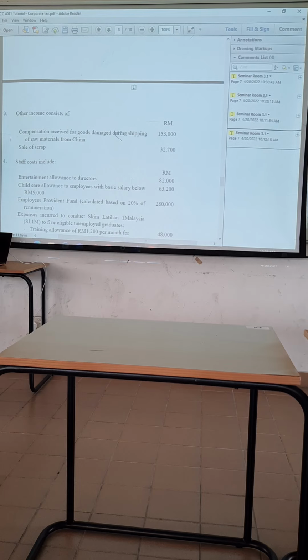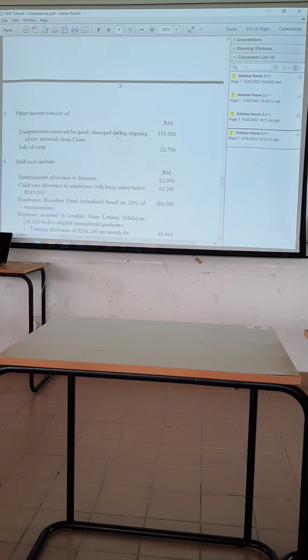Sale of scrap is part of your manufacturing. So normally we assume that scrap is part of the existing business manufacturing. We don't open a separate business for the sale of scrap. Right, it will be part of the business income. So again, it's a nil, no adjustment.